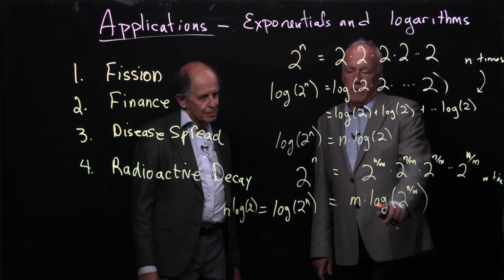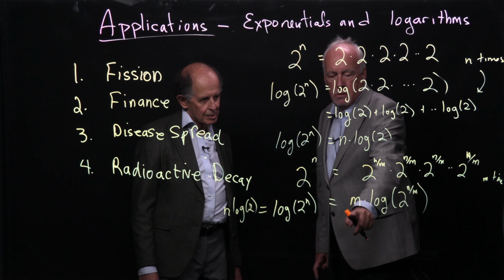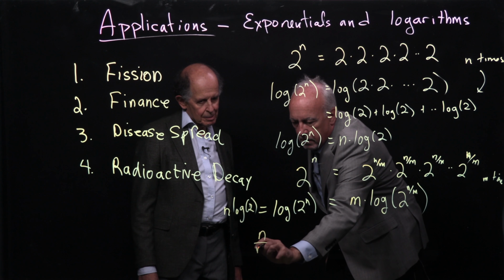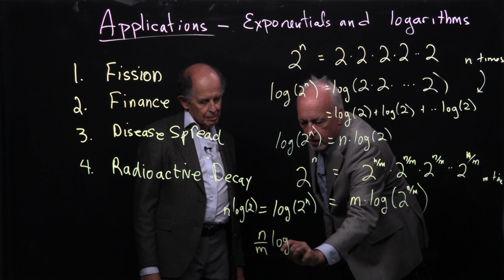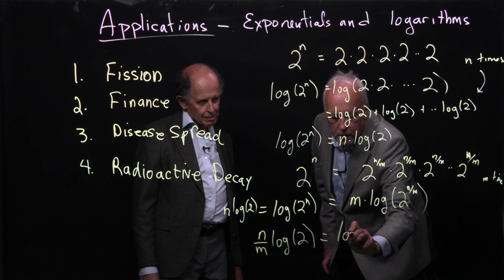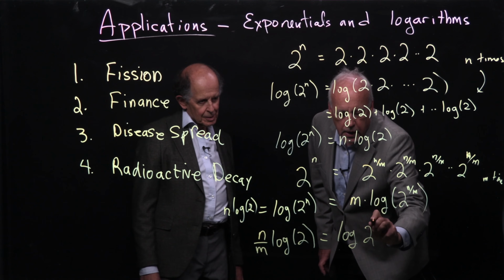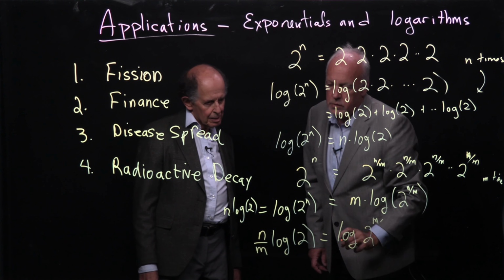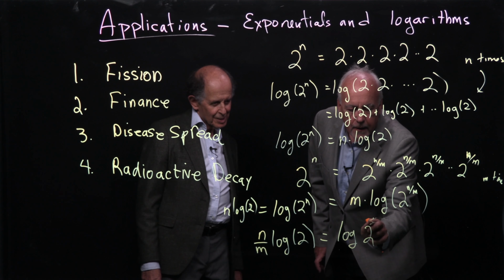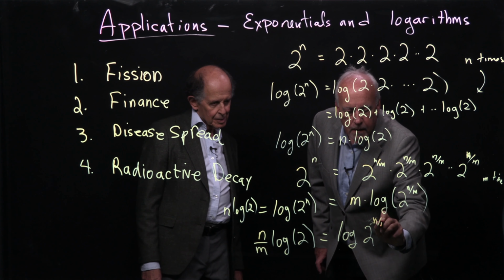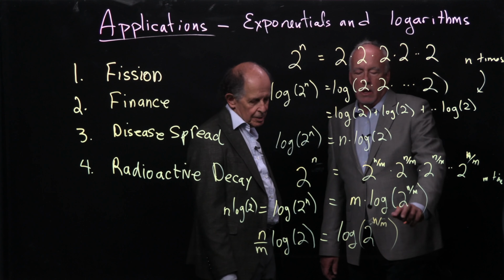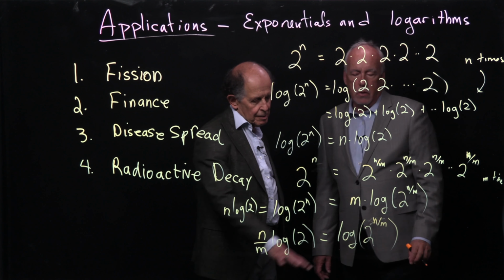Right. So if I bring the m over to the other side, I have n divided by m times the log of 2 is equal to the log of 2 to the m. For some reason I wrote m, but I need n over m, right? So now, that's the connection between how things grow with logs.